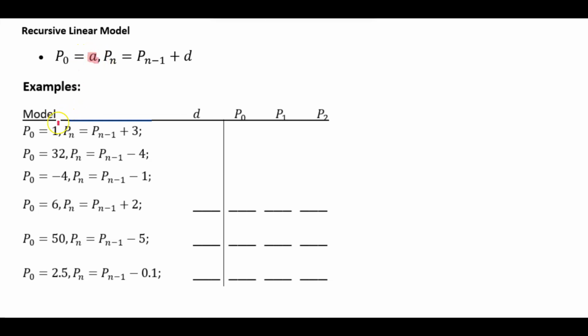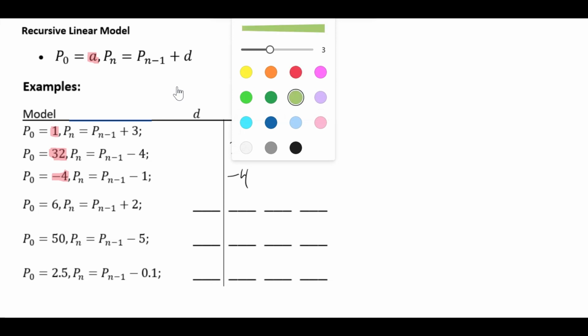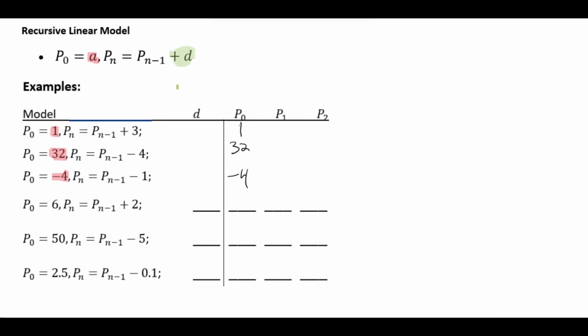is given in the first part of the definition. So that makes the first term, P sub 0, very easy to get. Next up, the plus D is the constant term.